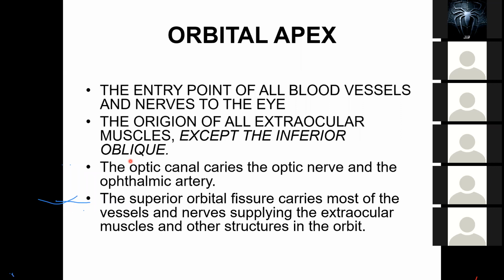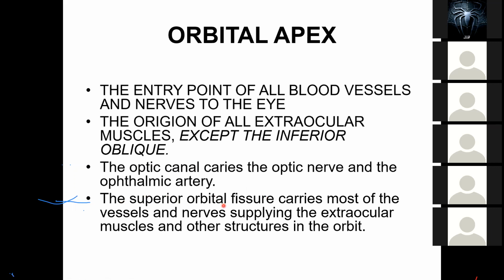All right. The optic canal carries the optic nerve and the ophthalmic artery. We'll look at the picture shortly. The superior orbital fissure carries most of the vessels and nerves supplying the extraocular muscles and other structures in the orbit. So basically, the optic canal and the superior orbital fissure are the main apertures that you find in the orbital apex.